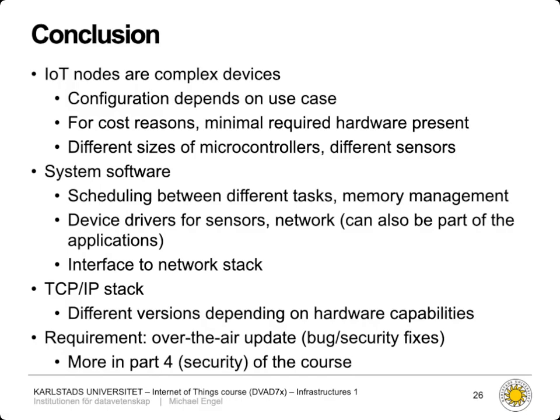And of course, it has to be secure, so nobody else can upload software to your IoT nodes, because this might be able to create large scale botnets, for example, for running distributed denial of service attacks or something like that. That's obviously something you don't want. So we'll talk a bit more about over-the-air firmware updates for bugs and security fixes in part 4 of the course. So this concludes today's lectures.